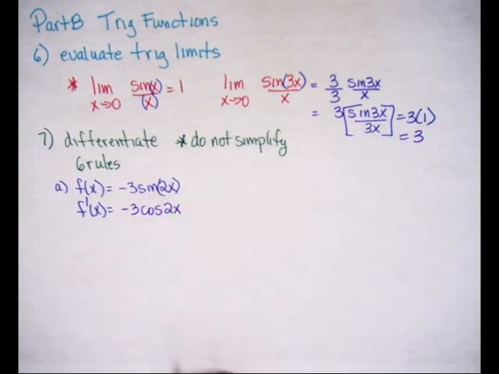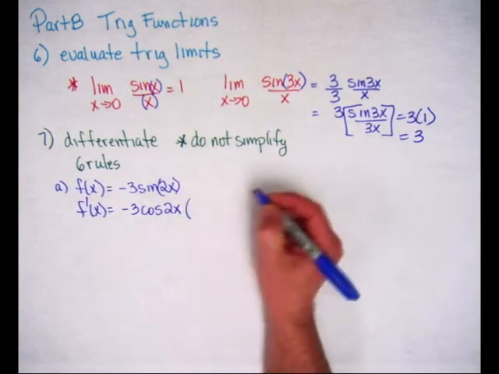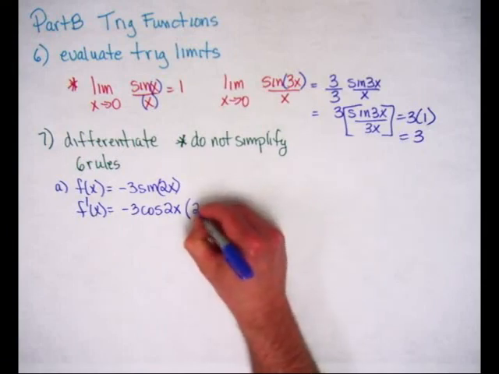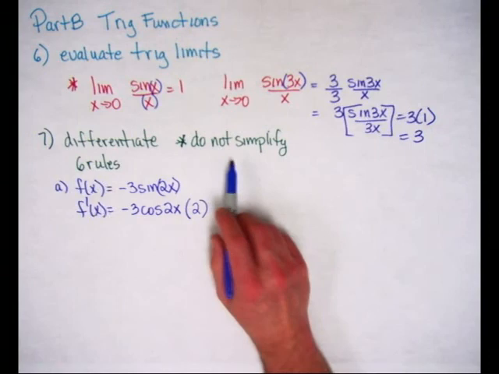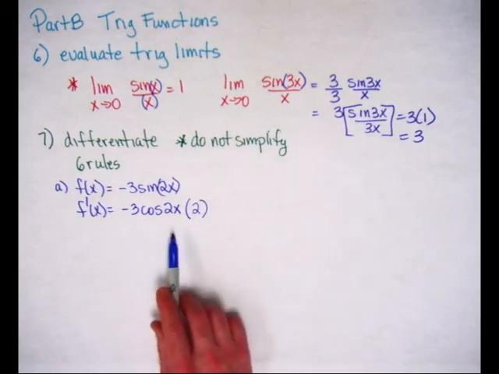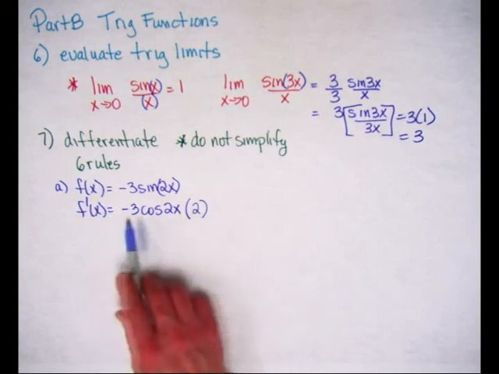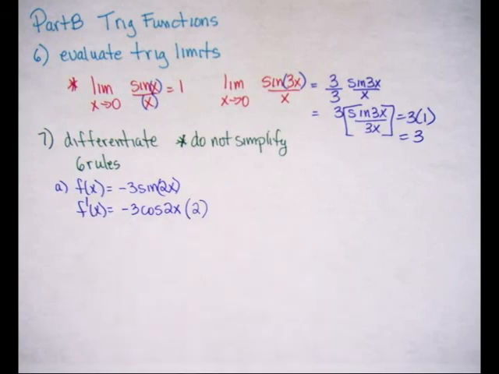And then just like with the logs and exponents, you always take the derivative of the argument. So you have to multiply all of that by the derivative of 2x, which is 2. And again, I really mean it when I say don't simplify. On an exam, just leave your answer like that, and you'll get full credit. You may want to combine the 2 and the 3 and make it a negative 6, but it's not necessary to get full credit. So don't waste time doing that if it's not necessary.